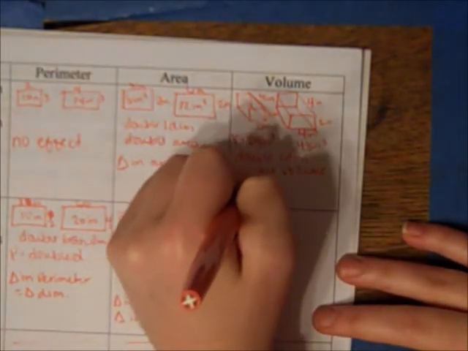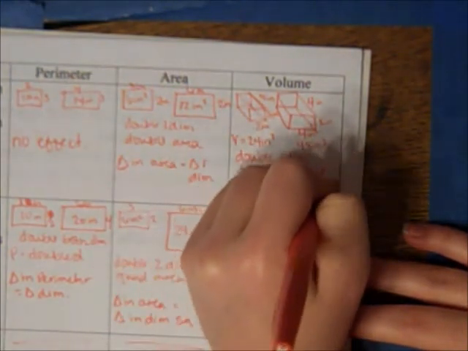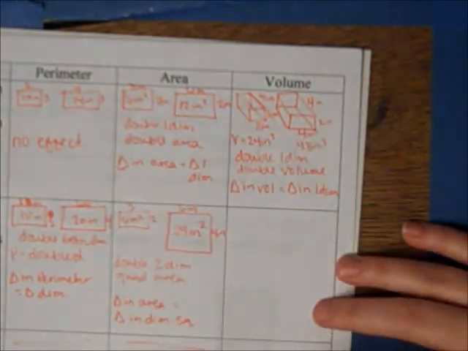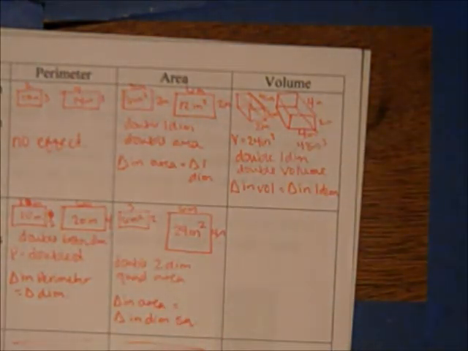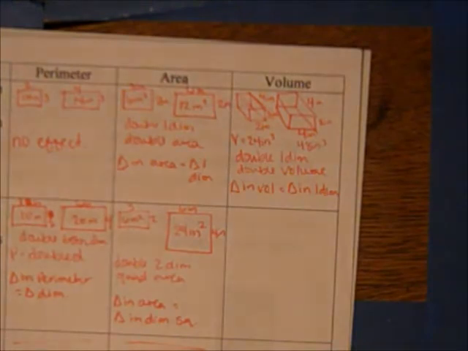So the change in the volume is equal to the change in one dimension. I doubled the length, I doubled the volume. I tripled the width, I triple the volume. I halve the height, then I'm going to halve the volume. It's the same as it was for area. Perimeter's really the odd man out here.